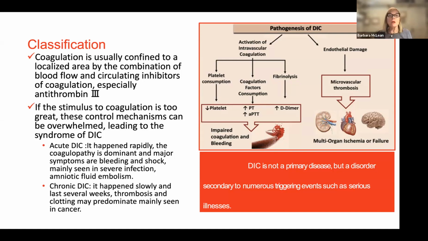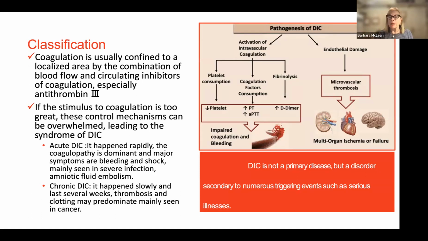It happens much more slowly, and their tendency is not to bleed aggressively. Their tendency is to clot aggressively. So in acute DIC, you do have microcoagulation, but the more prominent feature is bleeding, bleeding, bleeding. And in chronic DIC, you also have bleeding complications, but the more constant complication that you see is clotting.